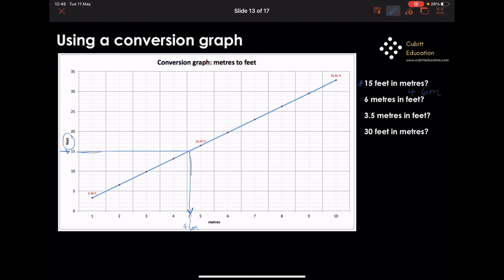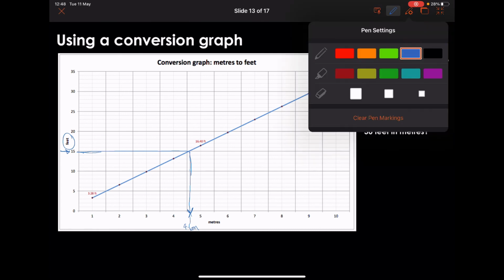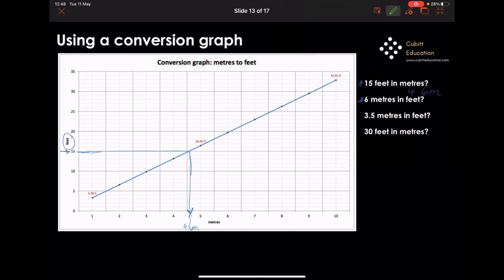Okay. Question 2 says to convert 6 meters into feet. Let's use a different colour. 6 meters. So we go to 6 on the meters section. And this time we go up to the blue line. Okay, and that more or less just sits underneath 20 feet. Now, this is 19, 18, 17, 16, 15. So I would just say it's 20 feet. They'll give you a range to pick from in the exam. So don't worry about it being dead specific at like 19.9 or something like that.